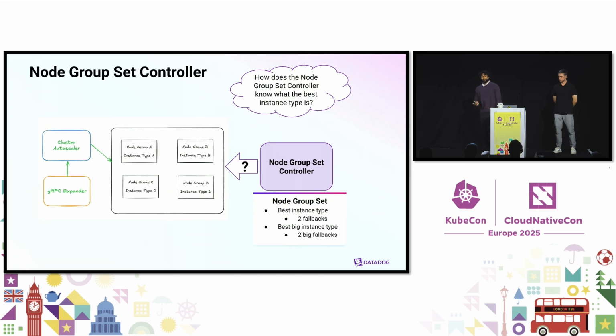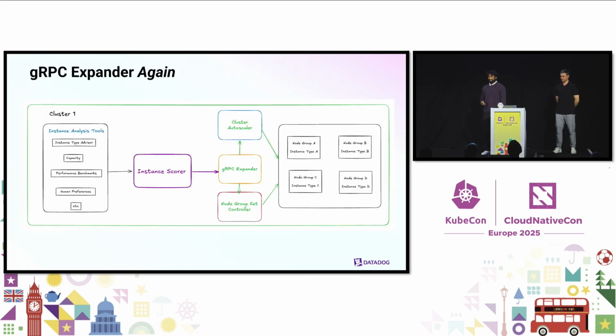And when we answered it for Cluster Autoscaler, the answer was the gRPC expander. So you might be wondering, what's going to tell the node group set controller what to do? And it's the gRPC expander yet again. So you might be a little surprised or curious, like, hey, I thought this gRPC expander was a Cluster Autoscaler thing. Like, how are you using it with this new component that you created?